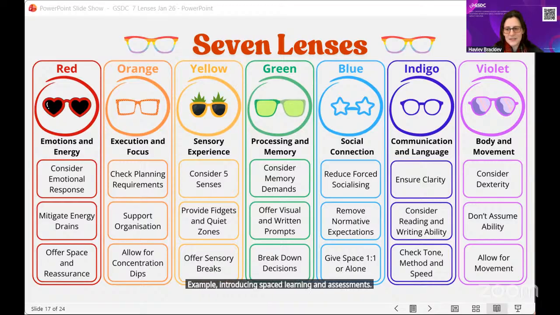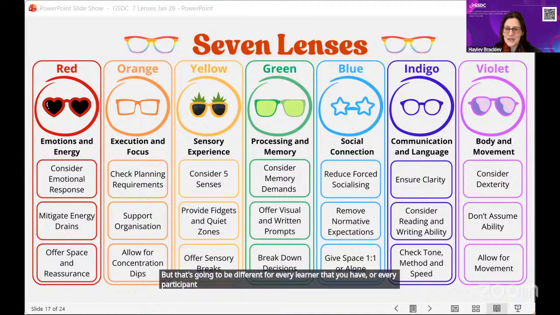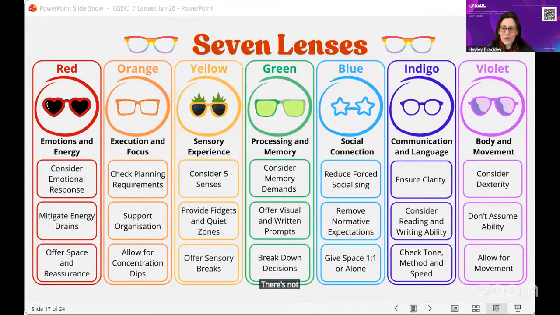Yeah, definitely. And the thing with this is, you're absolutely right. Our brain can only remember a certain percentage, but that's going to be different for every learner that you have or every participant you have. There's not a one size percentage of how much we can remember. So definitely include those methodologies. Think about what are the ways we can reinforce and that we can break down what it is we're asking people to remember. Brilliant.